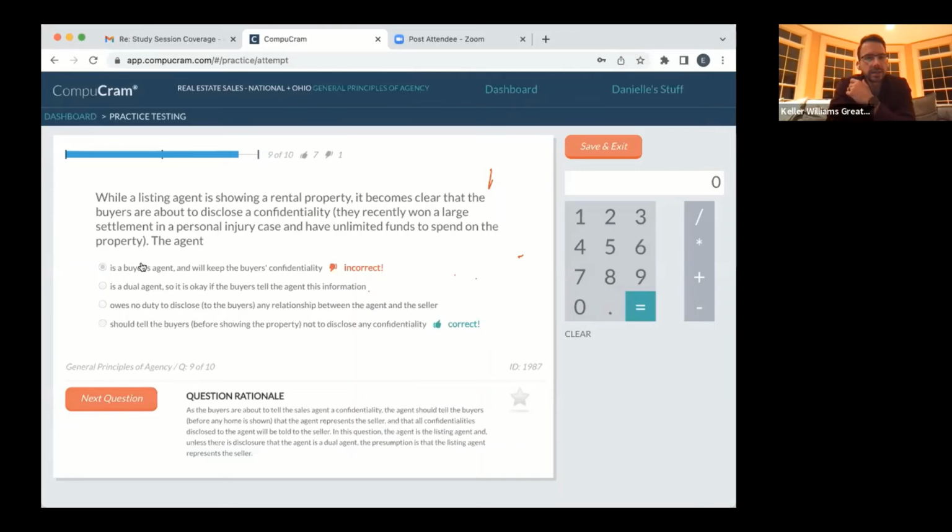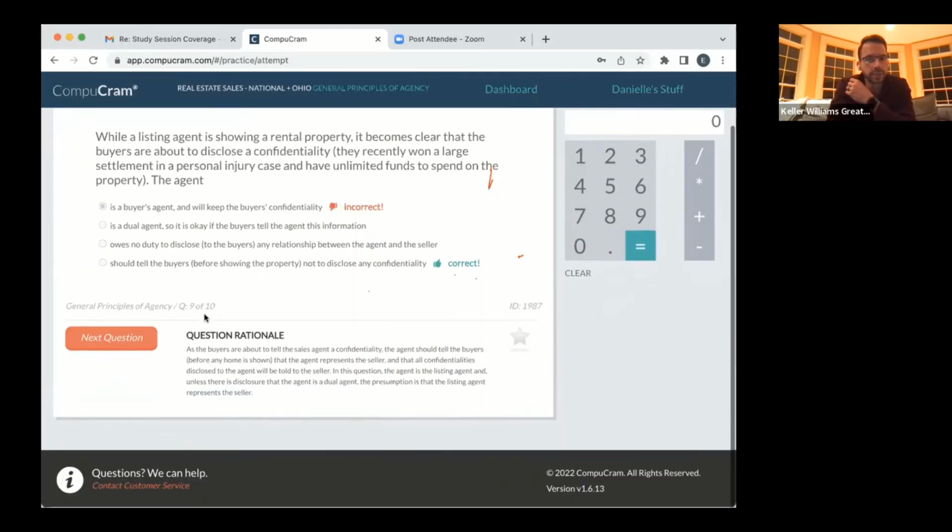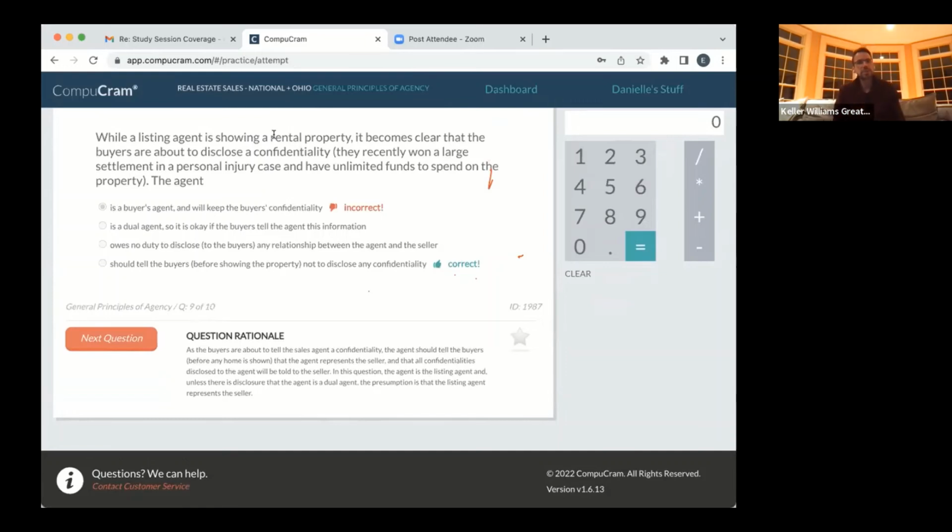D is correct. A is incorrect because we are getting into a confidentiality challenge here. When the listing agent is showing the rental property, it becomes clear that the buyers are about to disclose information. It's unique on what they are saying. It becomes clear that they're about to do it. Let's read what the rationale is. As the buyers are about to tell the sales agent a confidentiality, the agent should tell the buyers before the home is shown that the agent represents the seller. Yeah, disclosing everything we possibly can up front is usually going to be what the state wants and what we should do.